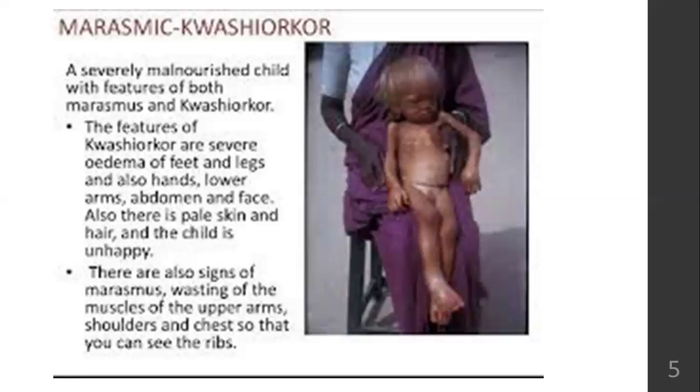So key features, they will have edema in the feet and the lower limbs, the lower hands, but the upper arms and upper legs will be very thin. Bones will be visible, pale skin. The child is unhappy, irritable here. Muscle wasting is also there, but edema is also there. So both the features will be seen here.